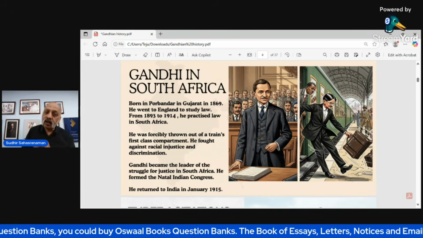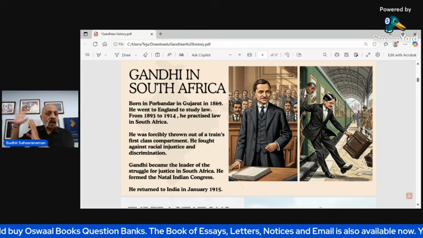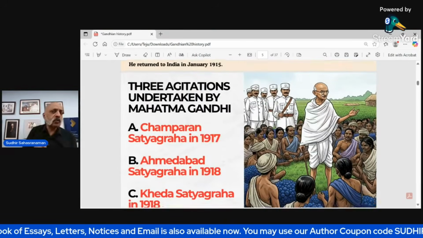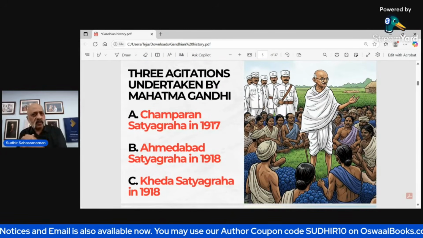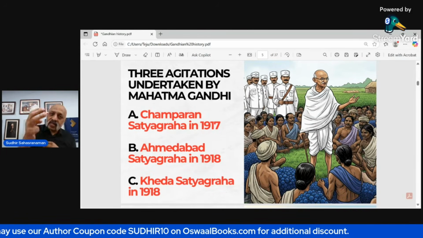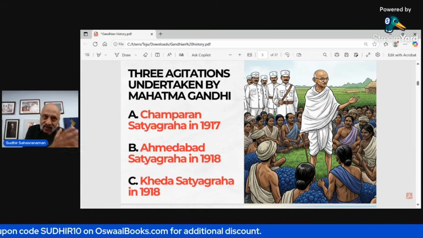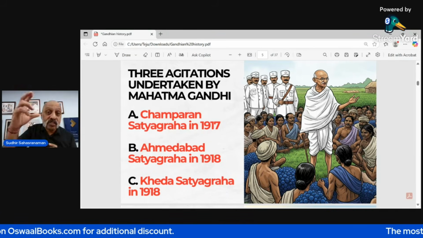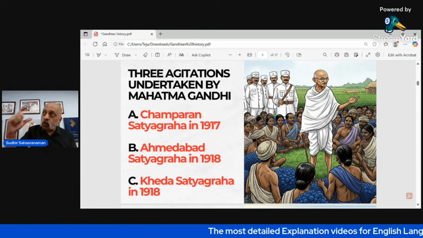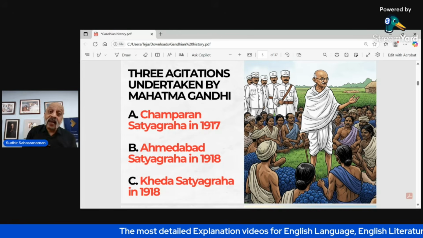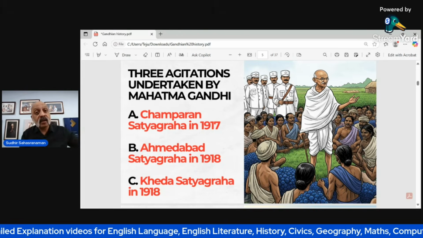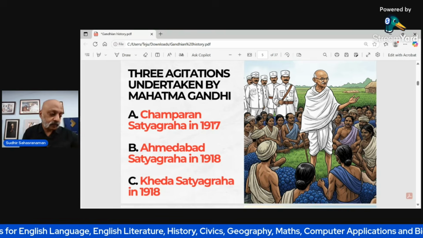He returned to India in January 1915. So this is his background in South Africa. Now, subsequent to coming here, he undertook a Bharat Yatra to understand what this land and its problems are all about. But there are three satyagrahas that he undertook in 1917 and 1918 which stand out for the sheer manner in which he conducted those agitations, also for the success that he gained during those agitations. The first one of them was the Champaran Satyagraha in 1917.